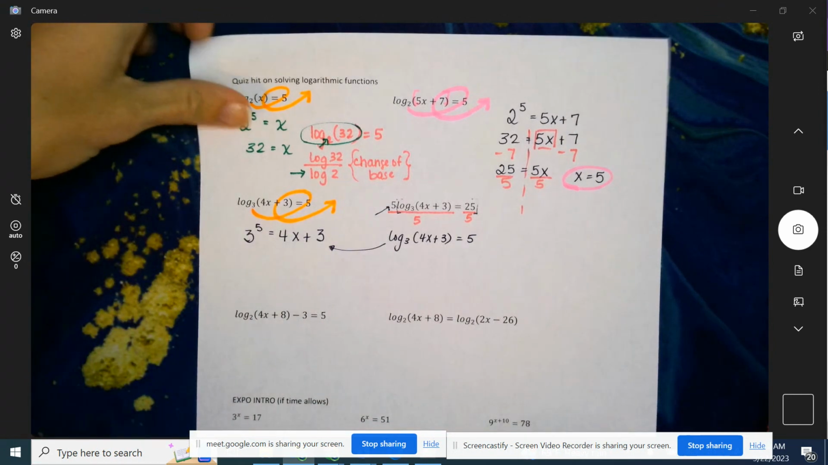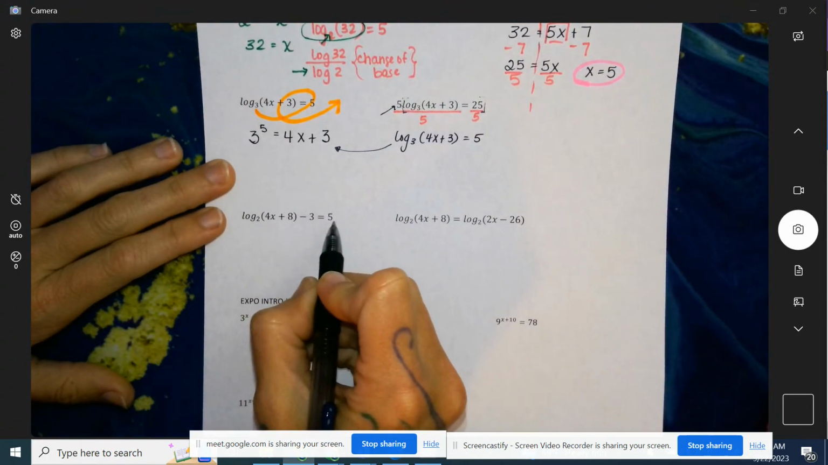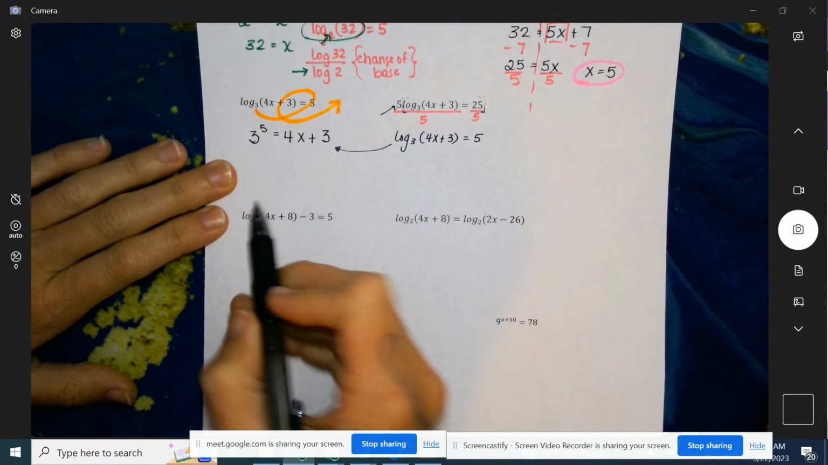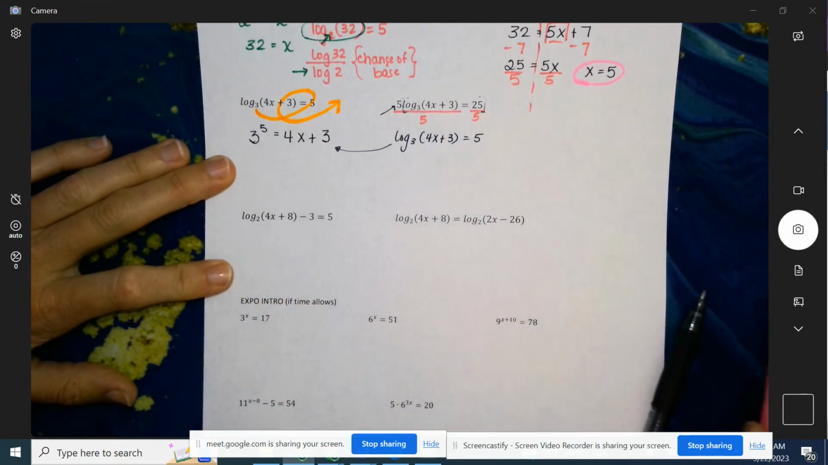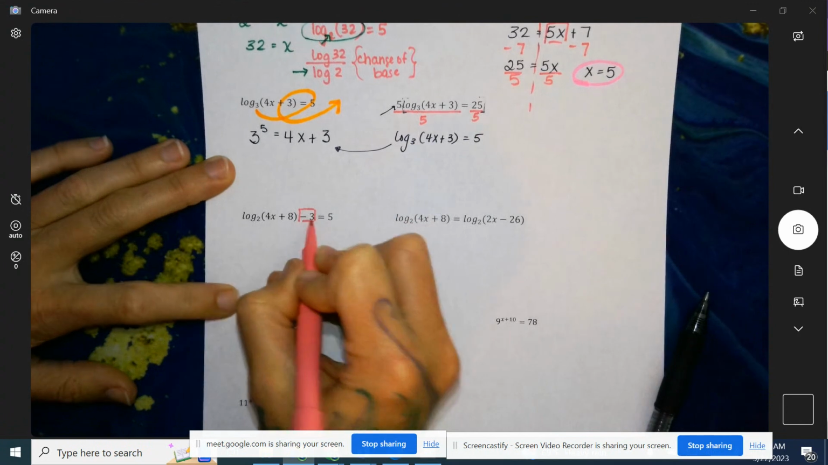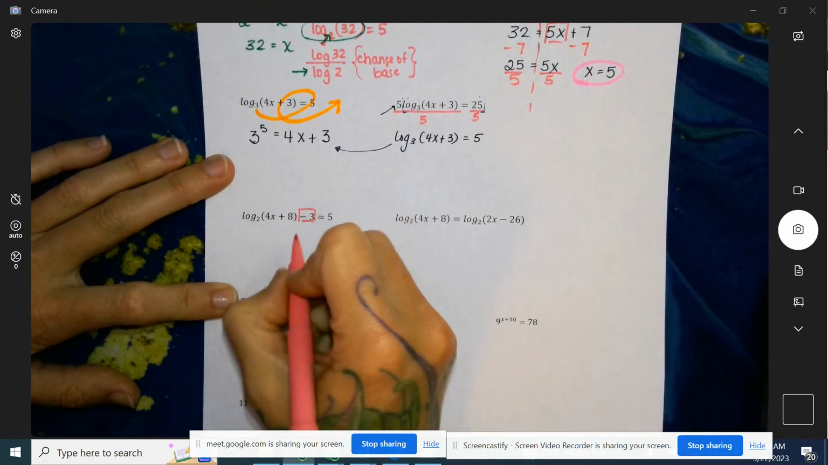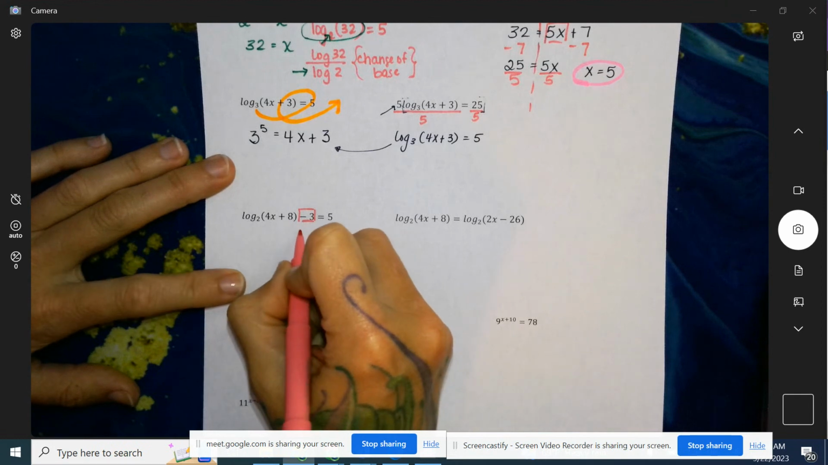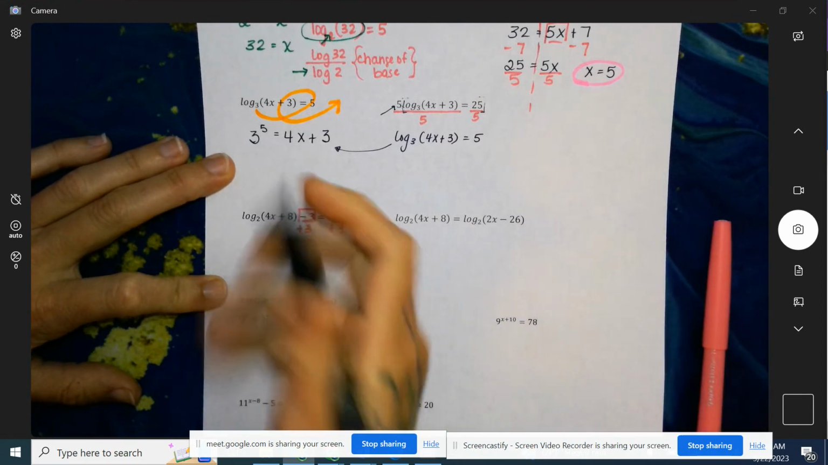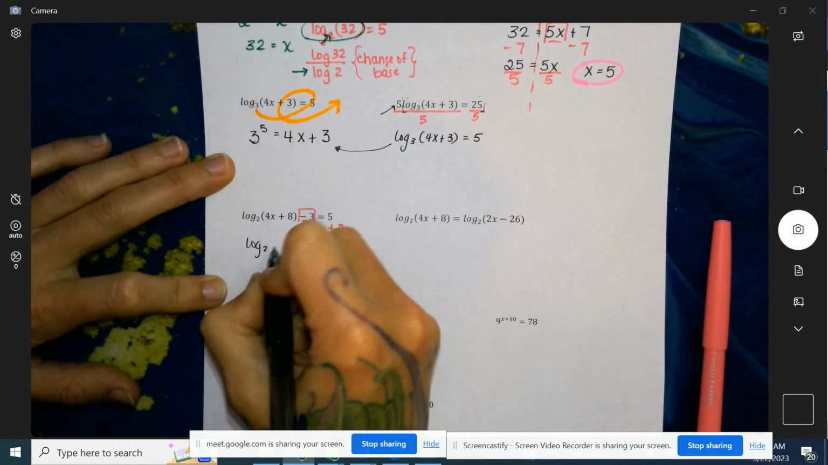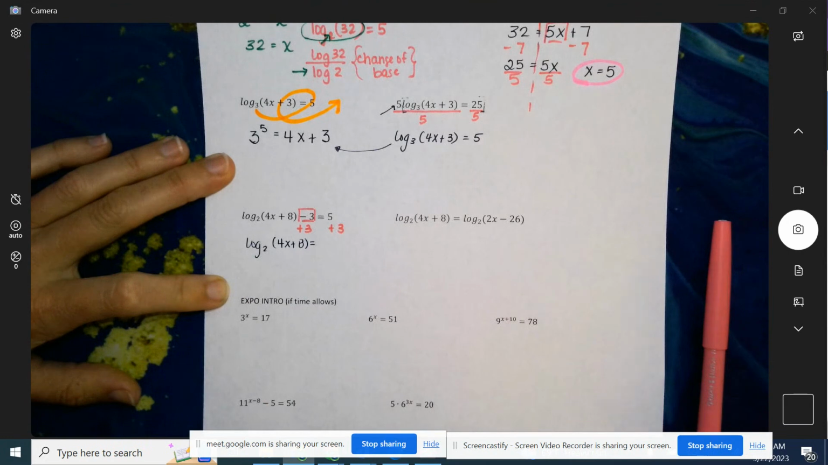So looking at the next one, log base 2 of 4x plus 8 minus 3 equals 5. Remember again, you need log base 2 of a number. This guy is in our way. He's a problem. We can't just cursive E and get out of here. We have to fix him first. So he's attached by subtraction, so you're going to add 3 to both sides. So now we're looking at log base 2 of 4x plus 8 is 8.